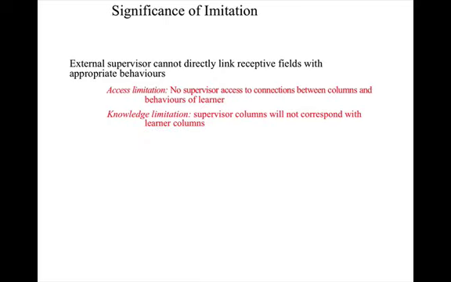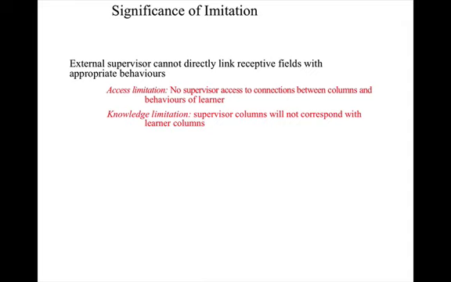So in this final section on bootstrapping appropriate behaviors, I'd like to start with the significance of imitation and then go on to some summaries of the conclusions we reached. Imitation is a critical element in bootstrapping appropriate behaviors because it's an easy way to initially define the circumstances in which behaviors should be rewarded. It provides a way around the problem that an external supervisor can't access the internal wiring of the brain.